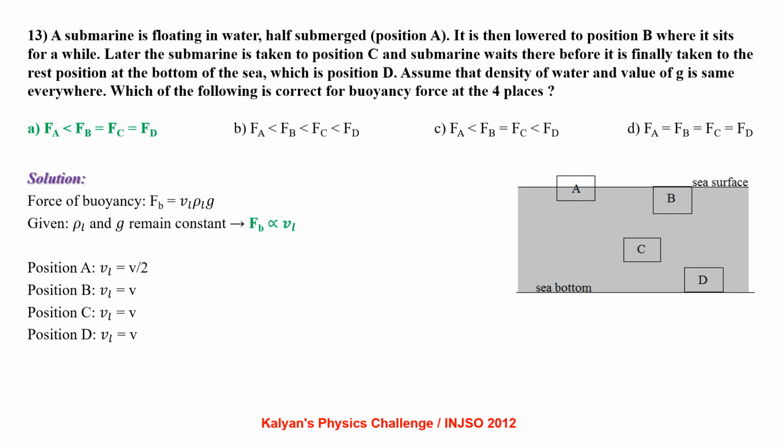Buoyancy force is volume of liquid displaced multiplied with rho liquid into g, where rho liquid is density of liquid. Given rho liquid and g remain constant, so buoyancy force is directly proportional to volume of liquid displaced. In position A, VL equal to V by 2. In positions B, C and D, volume of liquid displaced is equal to volume of the submarine itself. So option A is correct.